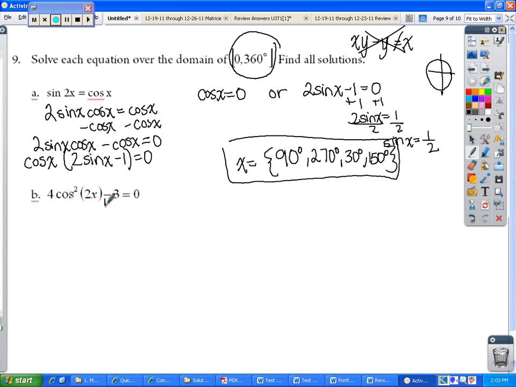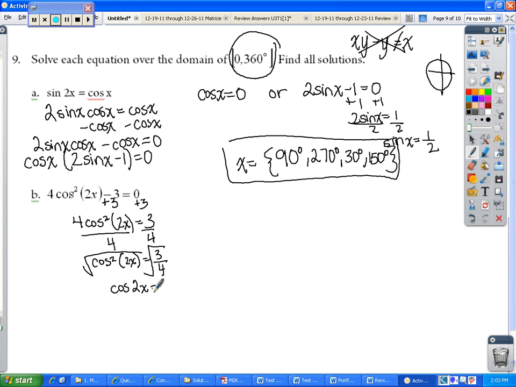So the first thing that I would do is I would add 3. I'd be left with 4 cosine squared of 2x equals 3. Divide both sides by 4. You're left with cosine squared of 2x equals 3/4. Take the square root of both sides. When you take the square root of something in an equation, remember you are left with the positive or negative version of that. So this is actually positive or negative root 3 over 2.